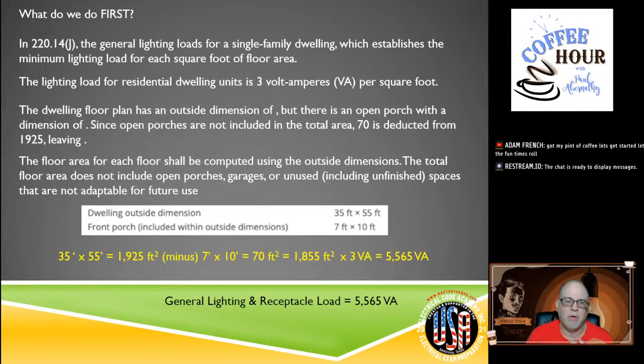All right, so the first thing we're going to do in the code is look at 220.14(J). This is where we're going to get the rules, and it used to be in the 2017 code, 3 VA per square foot was in 220.12, the table. If you're in the 2020 code now, you'll notice it is not in the table anymore, right?